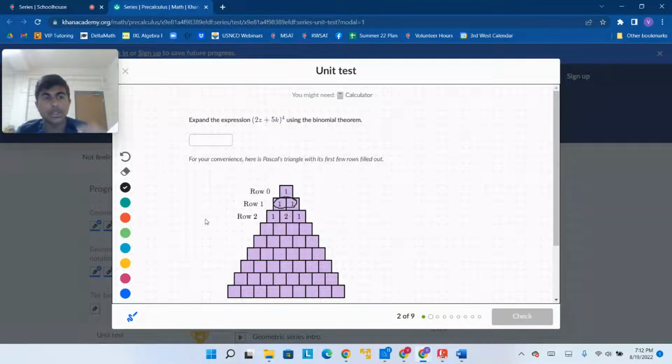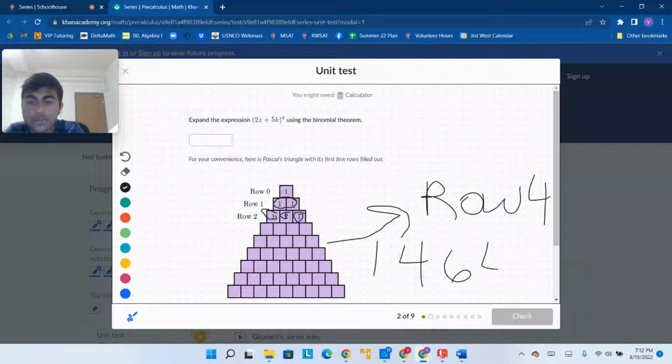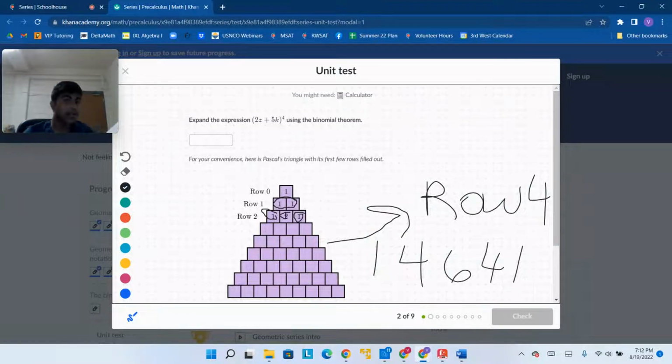Now if I do z plus k squared, I have z squared plus 2zk plus k squared. The 1 plus the 2 plus the 1. The coefficients are going to be like this. Now the row 4, which is what we care about, since we're raising this to the 4th power, row 4 is going to look like 1, 4, 6, 4, 1. So if I were going to write that down, I would write it down like this.